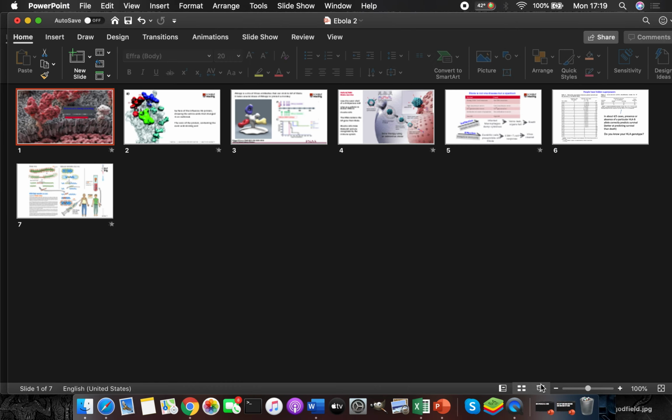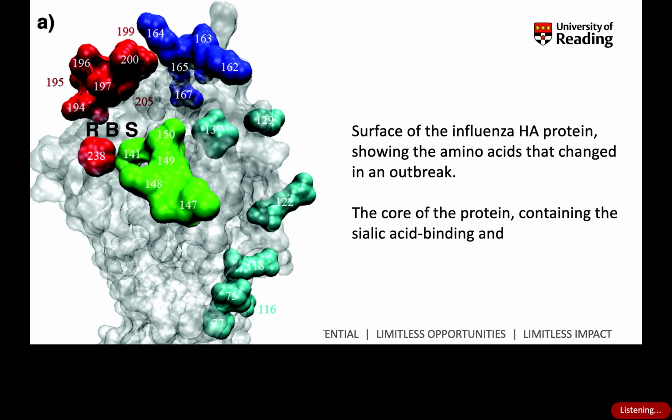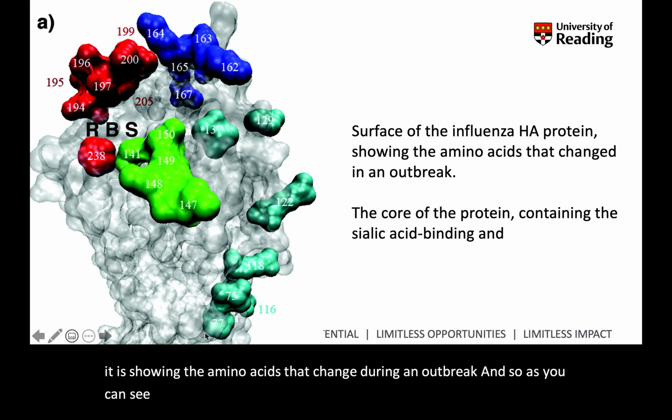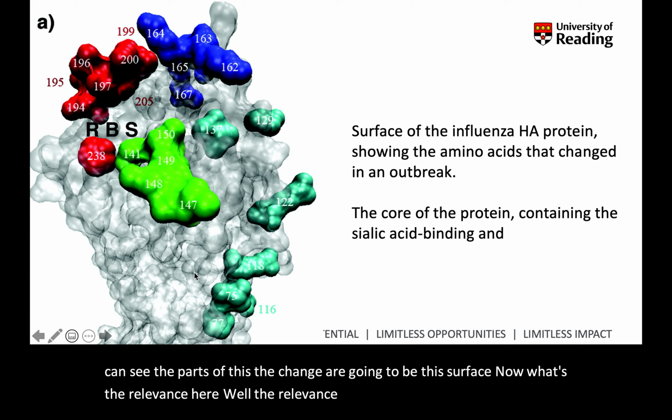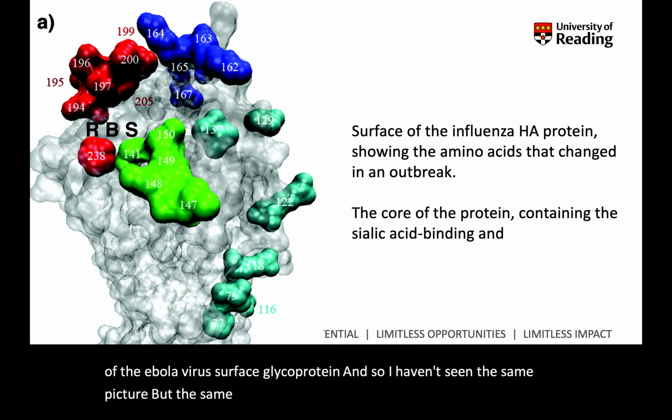Anyway, meanwhile, sorry, let's go over here. So this is a model of the surface of the influenza HA, hemagglutinin protein, and it is showing the amino acids that change during an outbreak. And so as you can see, the parts of this that change are going to be the surface. Now, what's the relevance here? Well, the relevance is we didn't have a really good map of the Ebola virus surface glycoprotein, and so I haven't seen the same picture, but the same thing is almost certainly happening.